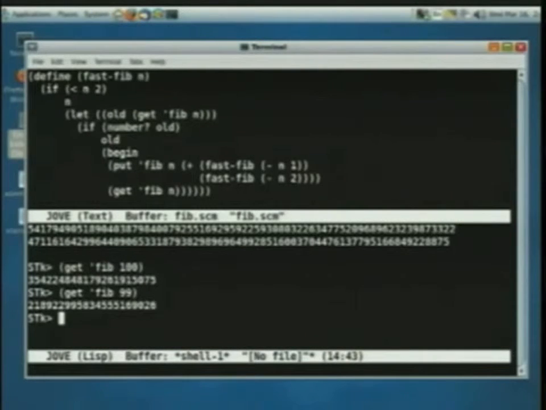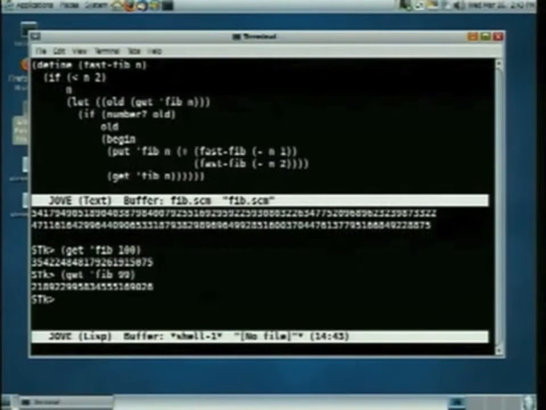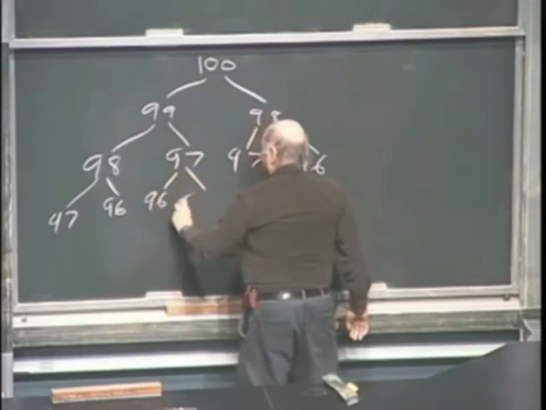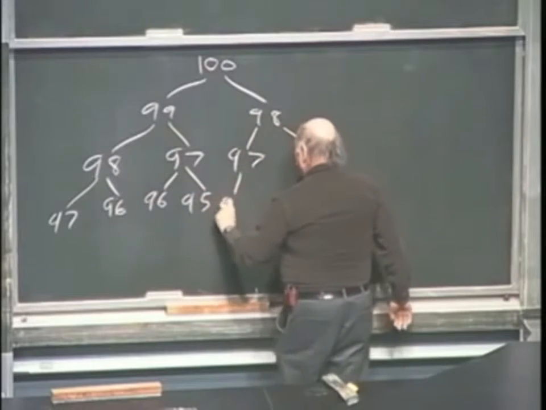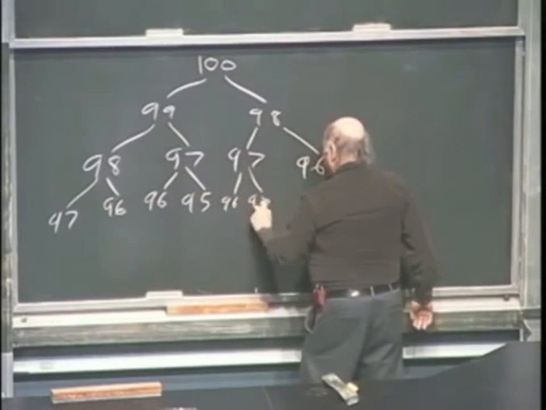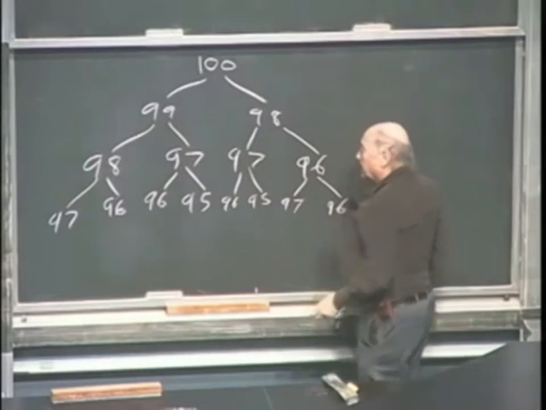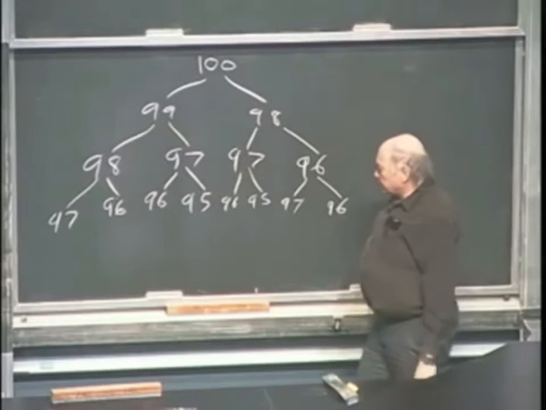I want fib of 100. In order to do that, I need 99 and 98. Well, for 99, I need 98 and 97, and for 98, I need 97 and 96. Then 97 needs 96 and 95, and 96 needs 95 and 94. Okay, so we're calling fib of 96 repeatedly.